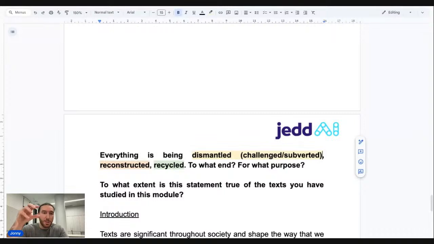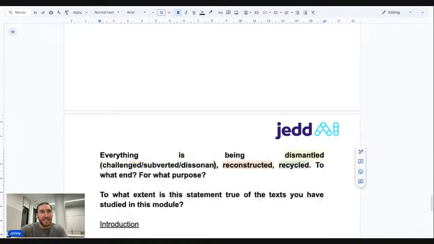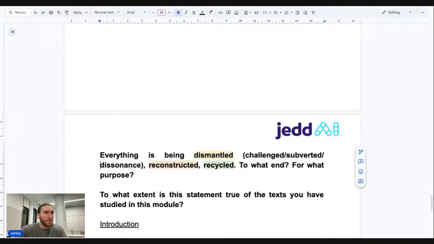If you do this little brainstorming exercise and you have these synonyms, it's going to allow you to be more flexible and more sophisticated with how you use the keywords of the question. So that's the first thing I would do here. I would say, okay, dismantled for me is going to be like challenged, subverted. Clearly, if you're dismantling it, you're breaking it apart, so it's probably something that you disagree with. It's probably related to a dissonance or a difference, right? Let's do it that way.